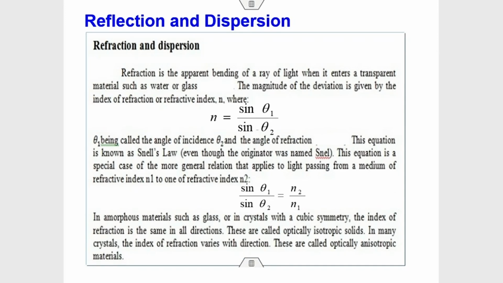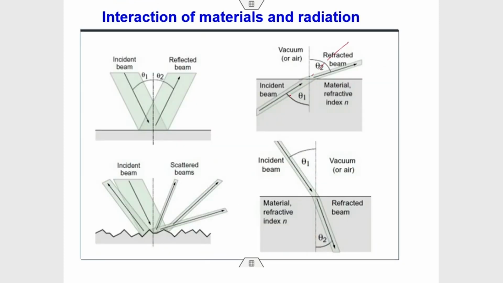Well, what about reflections and dispersions? Refraction basically, not reflection. I am sorry, this is wrong. This should be refraction. Refraction is the apparent bending of a ray of light when it enters a transparent medium, like water or glass. The magnitude of deviation is given by the refractive index, and that is nothing but n = sin theta 1 by sin theta 2. The angle is this. You could have seen this picture. This is sin theta 1 and sin theta 2.